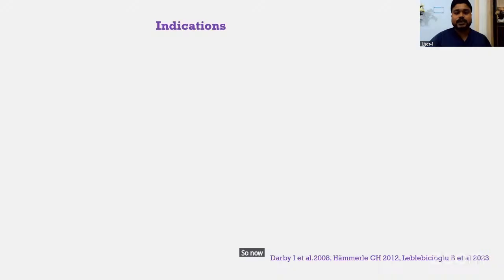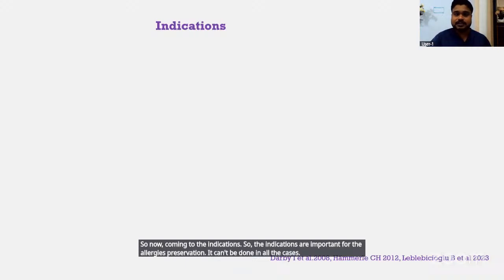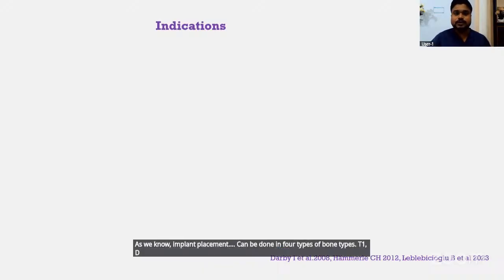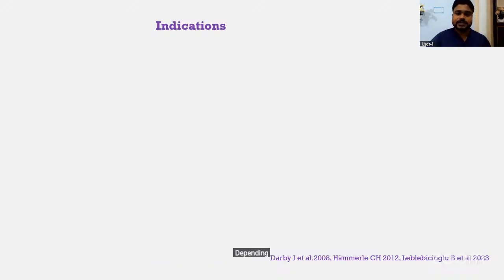So now coming to the indications. The indications are important for alveolar ridge preservation. It can't be done in all cases. As we know, implant placement can be done in four types of bone: D1, D2, D3, and D4. In the same way, for alveolar ridge preservation, there are certain indicators and bone types where it can be easily done, and how long it takes. Depending upon those indications, we'll get to know.